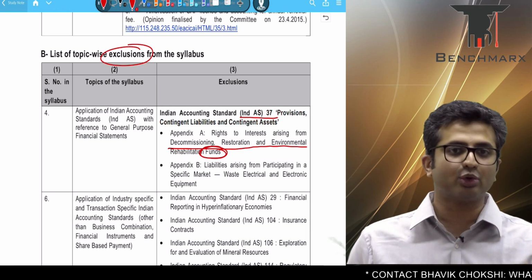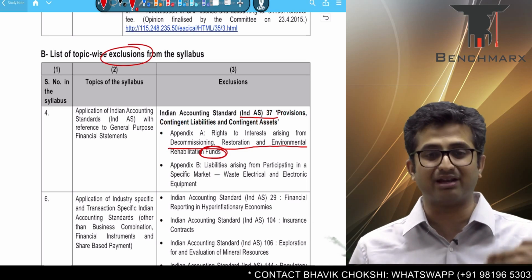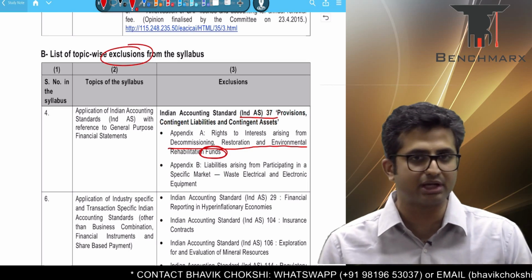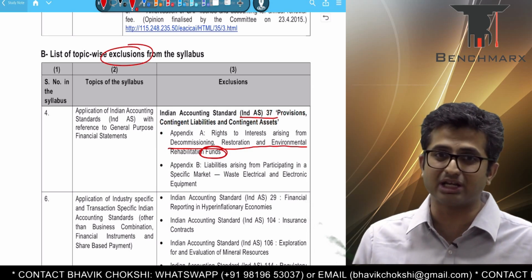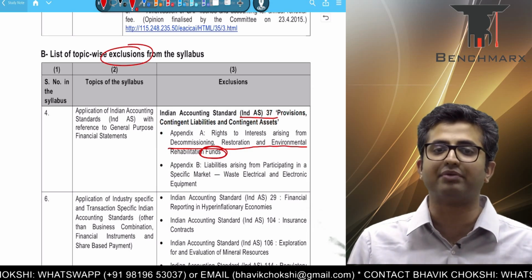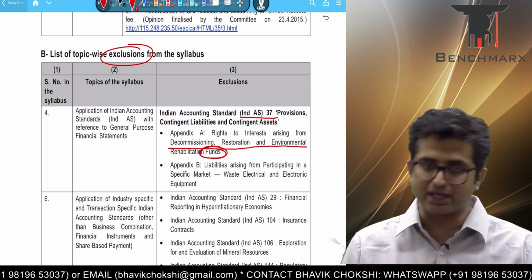You still have to know the amount of the decommissioning liability and the manner of recognition; everything is applicable. Please do not skip decommissioning and site restoration. It is very important. It has even been asked in the November 2018 RTP, and has even come in the November 2018 exam question as a part of a bigger question. So again, decommissioning is very much applicable.